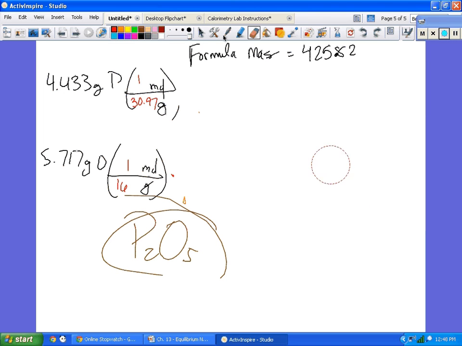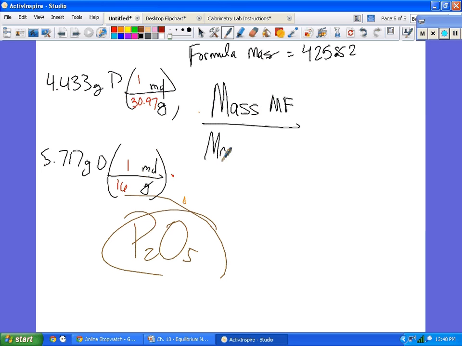All right. So if I was asked to find the molecular formula of this thing, what is our formula to get that? The mass of the MF. Very good. Now, where do we get the mass of the MF? It's given to you. Where do we get the mass of the EF? We have to solve for it. Now, what mass is given?